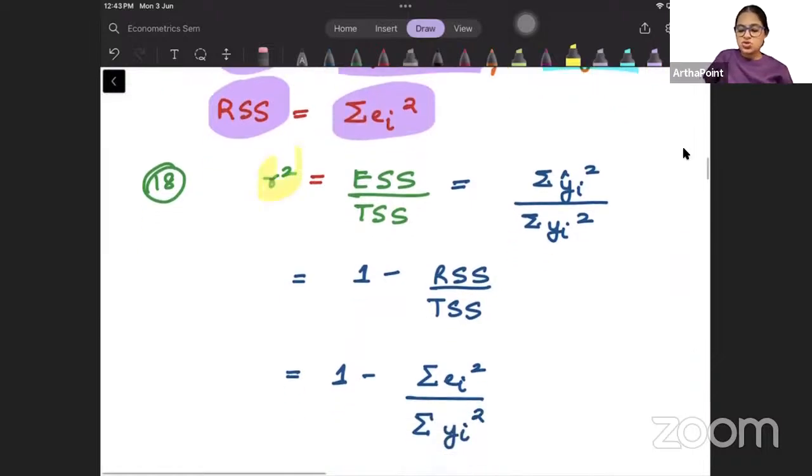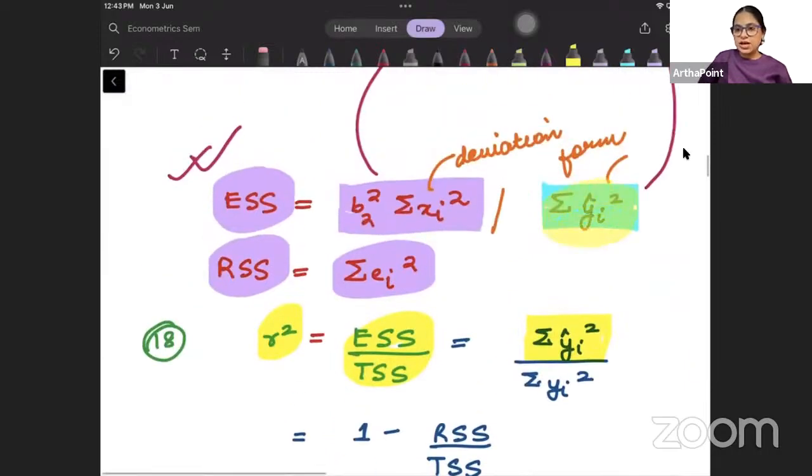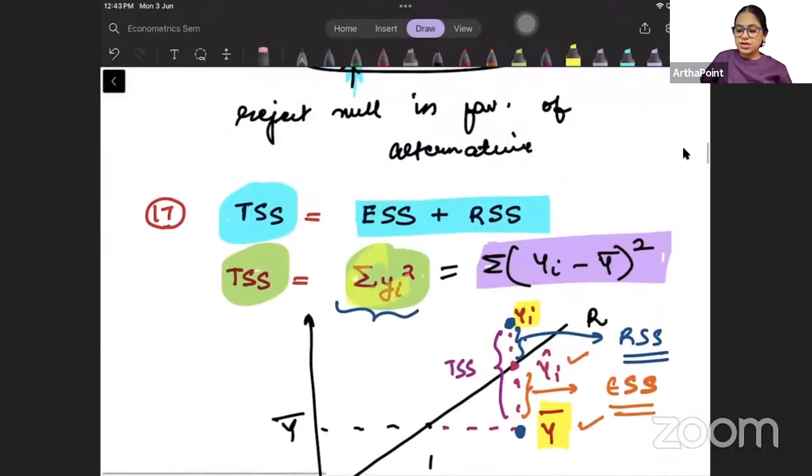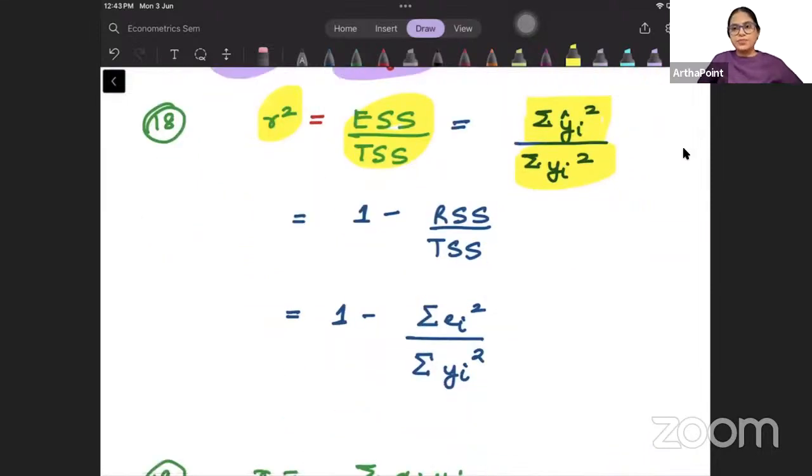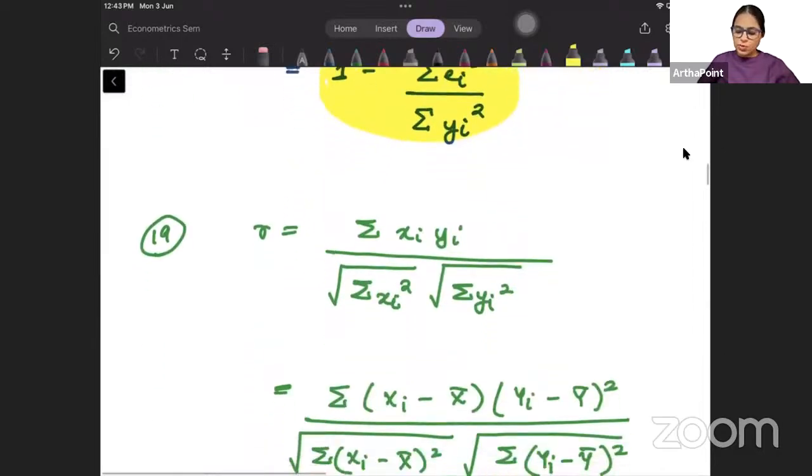Now comes R square. R square is ESS by TSS. I have just picked the explained sum of square formula from here, and the total sum of square formula from here. So ESS by TSS is R square. R square can also be written as 1 minus RSS by TSS. So this is going to be 1 minus summation ei square by summation yi square.